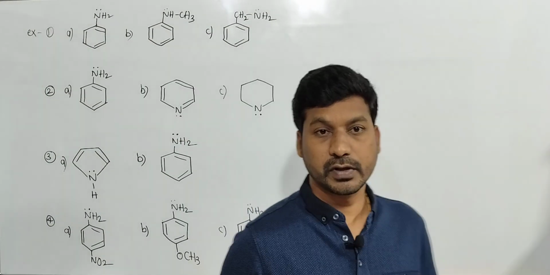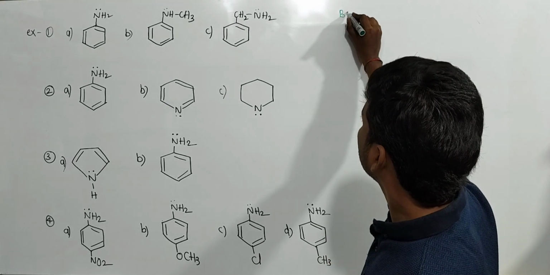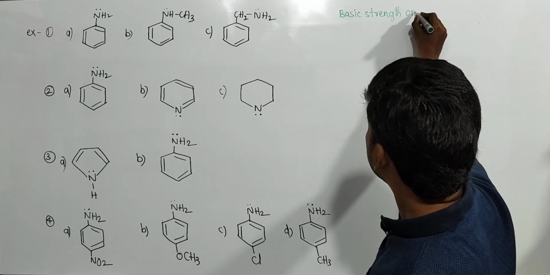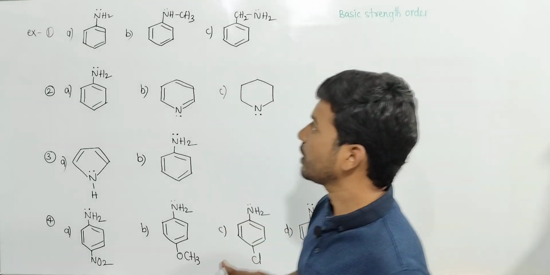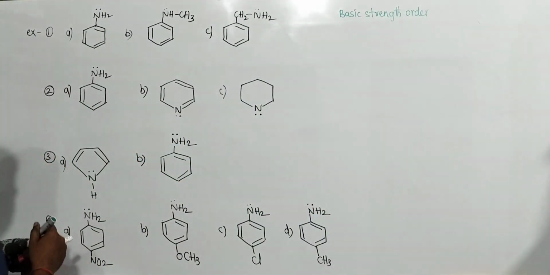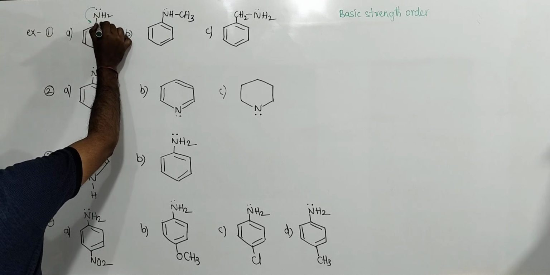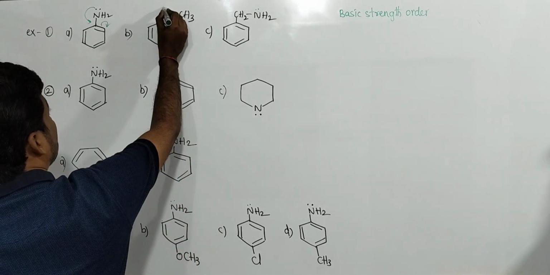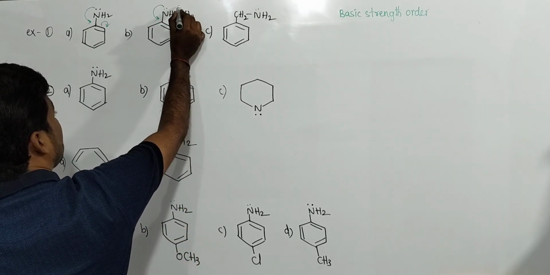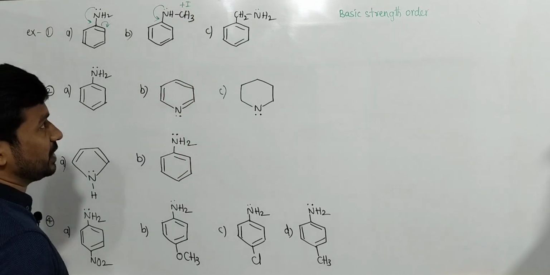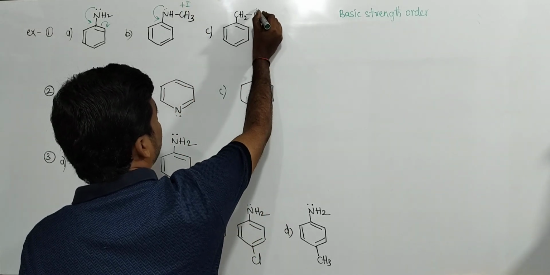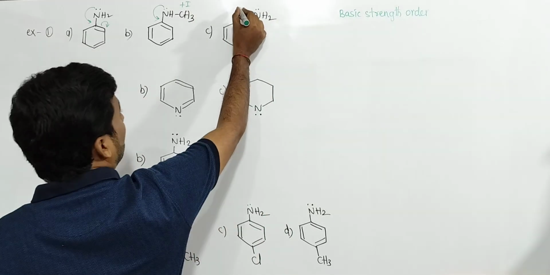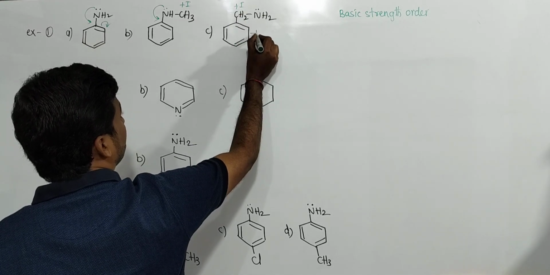See these 4 examples for the basicity order or basic strength order. For the first example, here lone pair electron is involved in delocalization like this. Whenever lone pair electrons are involved in delocalization, that is a weak base. Here lone pair electrons are involved, but here there is some plus I effect. Plus I group increases basicity of amines. Here lone pair electrons are not involved in delocalization, and this has some plus I and this has some minus I.